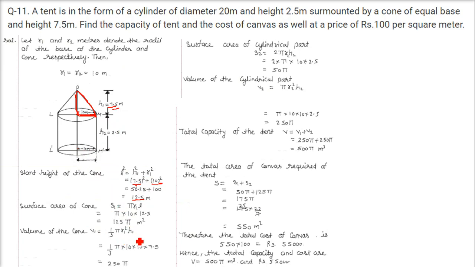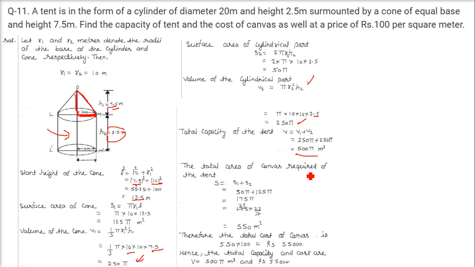And what is the volume of the cone? It is 1 by 3 pi r square h. R is 10, h is 7.5. So this is going to be 250 pi. Coming to the surface area of the cylindrical part, it will be 2 pi r h. Radius is 10, height is 2.5. The volume of the cylinder will be pi r square h. Pi into 10 into 10 into height 2.5. The total capacity will be this capacity 250 pi plus this capacity, which is going to be 250 pi. So it is going to be 500 pi.